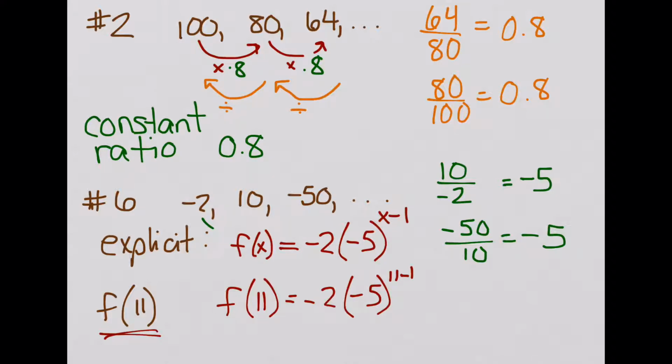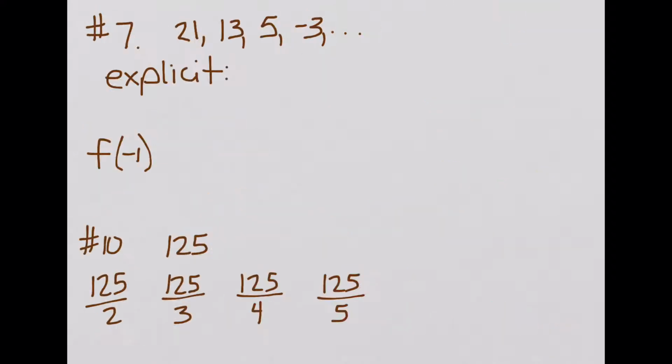Okay, that's going to involve a calculator, and when you type all of that in, you should come up with a very large number, negative 19,531,250 is your 11th term on that. So you're just using your calculator. Make sure you type it in correctly and you get the same thing that I got.